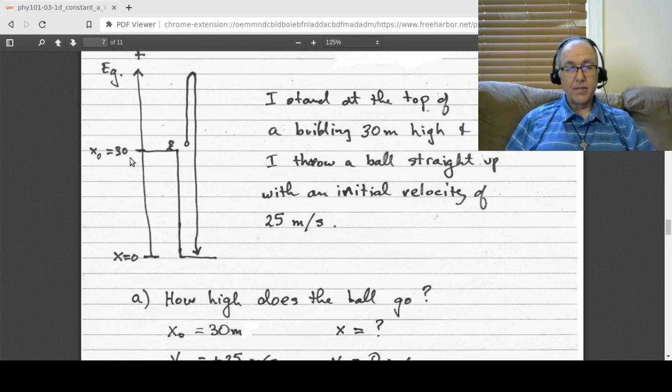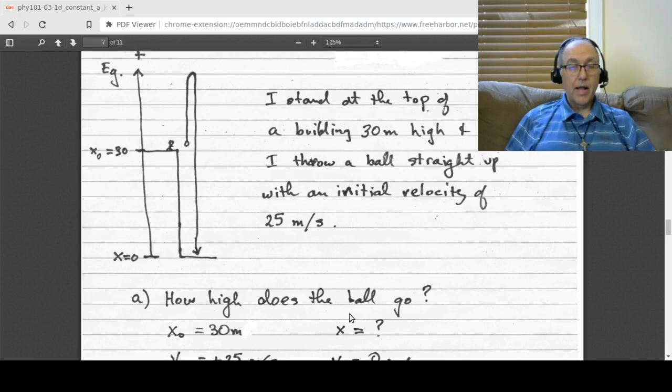Let me just say it again. I'm on top of a building which is 30 meters high. There I am. I throw a ball straight up. There is the ball going up. The initial velocity is 25 meters per second. Now, I didn't ask any questions yet. I'm just setting it up. So the first question I'm going to ask is, how high does the ball go? How high does the ball go?